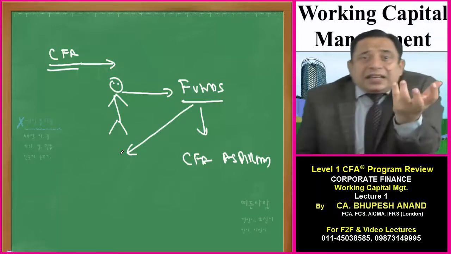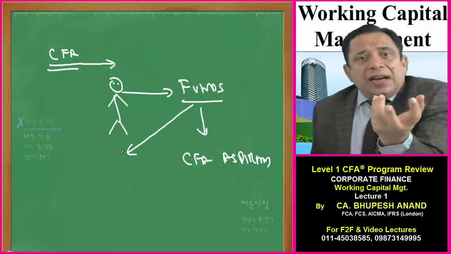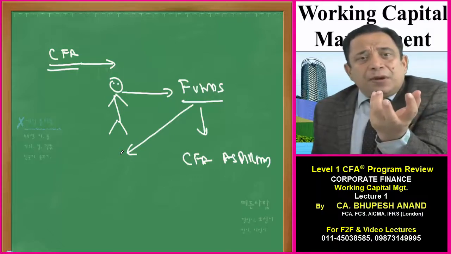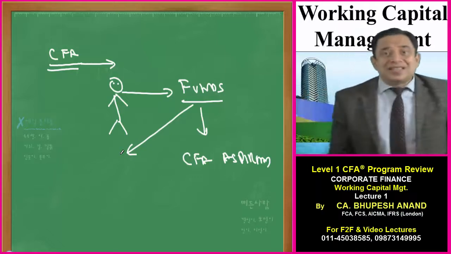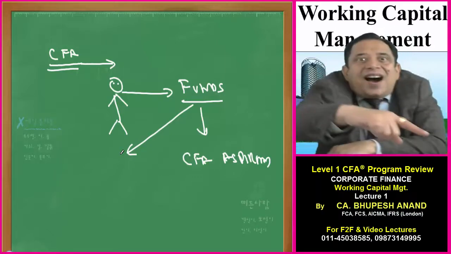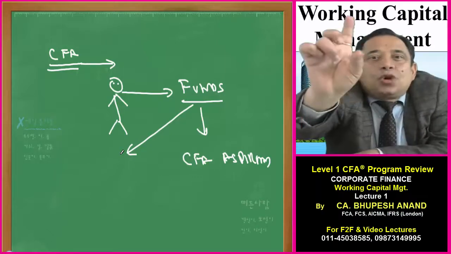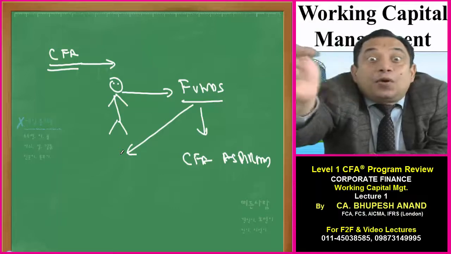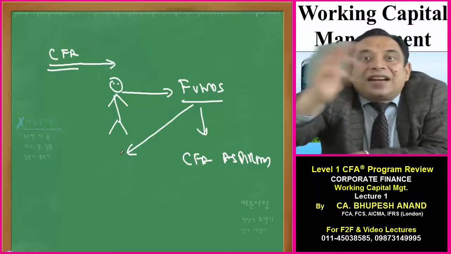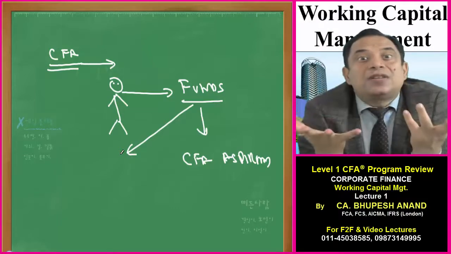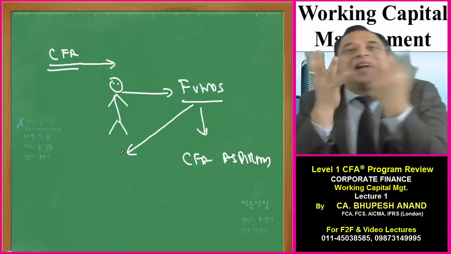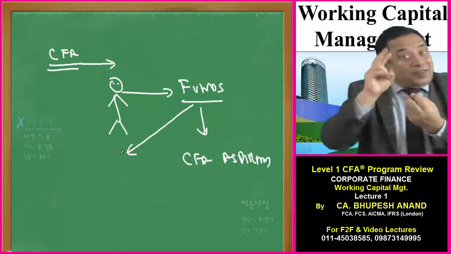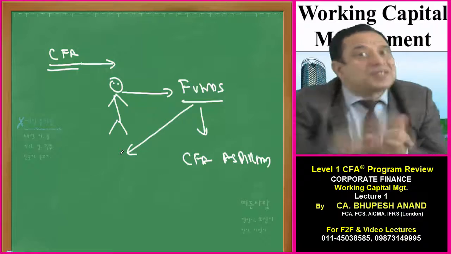Now to buy that Nano car, manufactured by Tata Motors, you require 1 lakh Indian rupees. Now to run that car, you require expenses, some funds for filling petrol. That petrol expense for running the Nano is named working capital. So I repeat, funds are required due to two reasons, my dear friends.